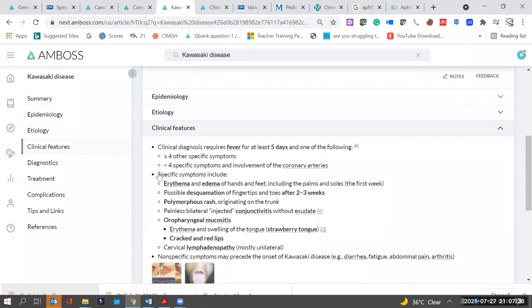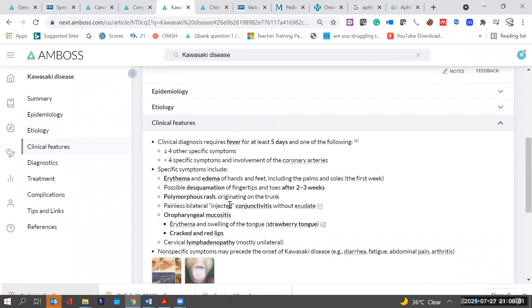Okay. So here, what you will see is erythema of the hands and feet, including the palms and soles, in the first week. So in the first week, the hands and feet, because why feet? Because of gravity assistance, you will find more. Why hands? Because they are the most dependent part of our body. So you will find both hands and feet involved. Possible desquamation of fingertips and toes after 2 to 3 weeks. Then you will find fingertips and toes both involved, and you will see desquamation is there.